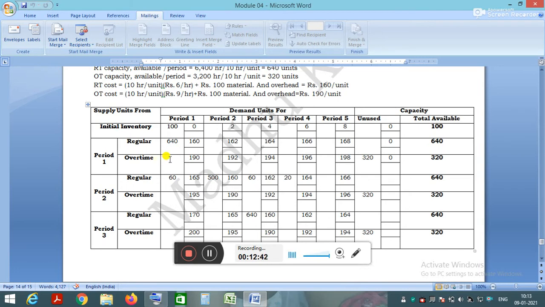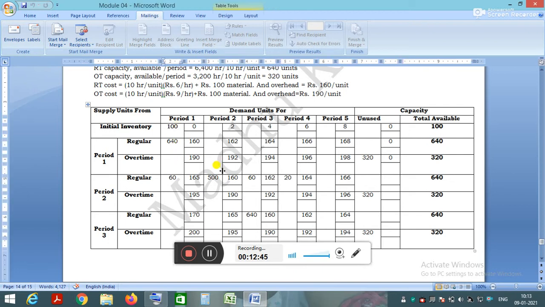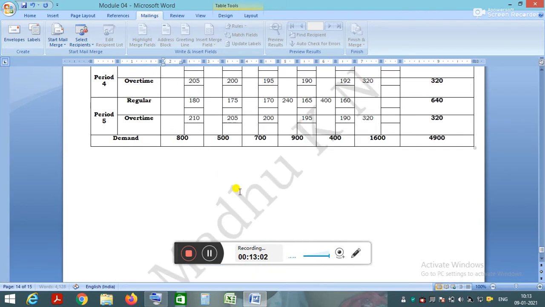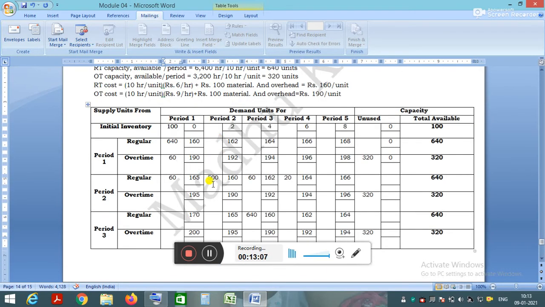In the last problem, we produced the 60 products during overtime, which costs around 190. But in this problem, you can see here that in period 2 the available capacity is 640, but the demand is 500. That means in the regular time we can produce 640 products, but the demand is 500. Still we are left with a capacity of 140 products.